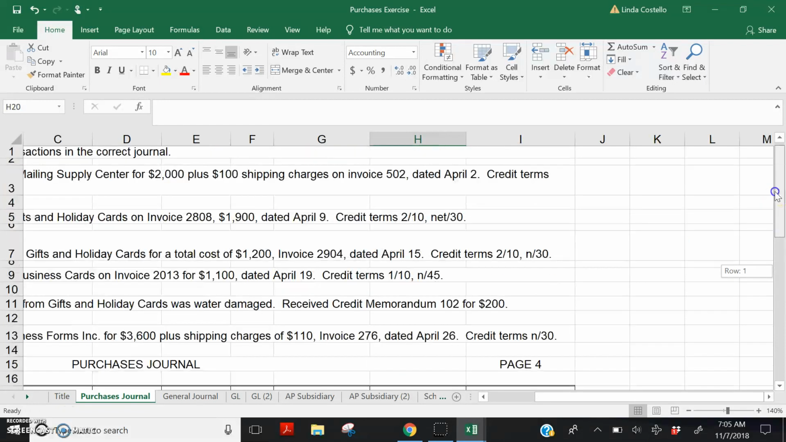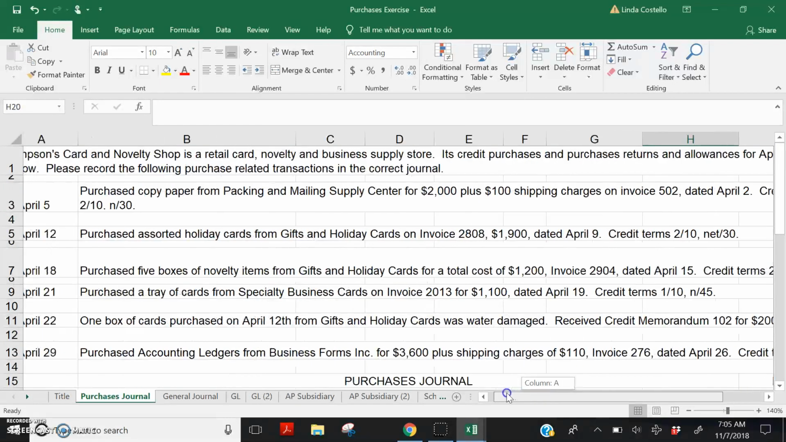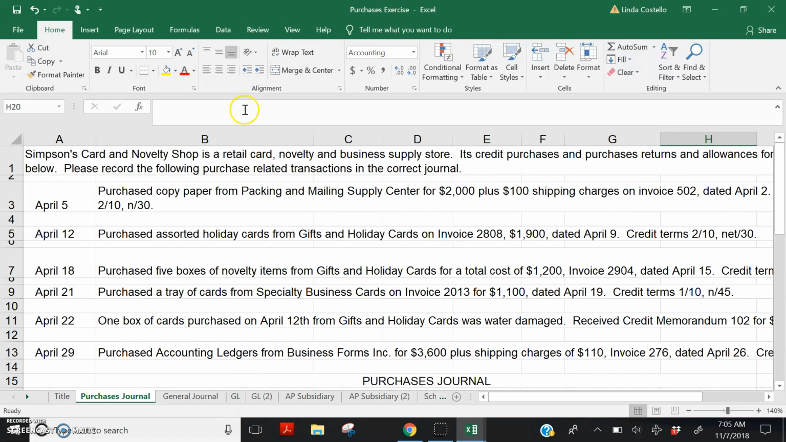Let's begin. On April 5th, we purchased copy paper from Packing and Mailing Supply Center for $2,000 plus $100 shipping charges on their invoice number 502, dated April 2nd. So the full amount we owe on this invoice is $2,100. The purchase amount plus the shipping charges.